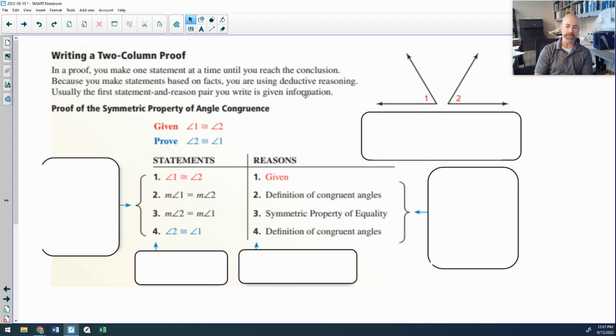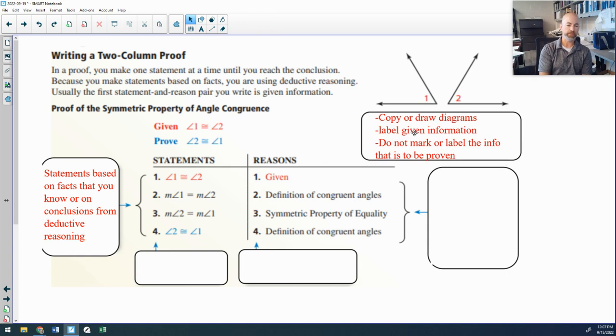So let's look at this example of a two-column proof. You'll notice on the left, we have certain statements that we will make, starting with the given information and then finishing with the information to be proven. And those are statements based on facts that you know or conclusions that you can form from deductive reasoning.